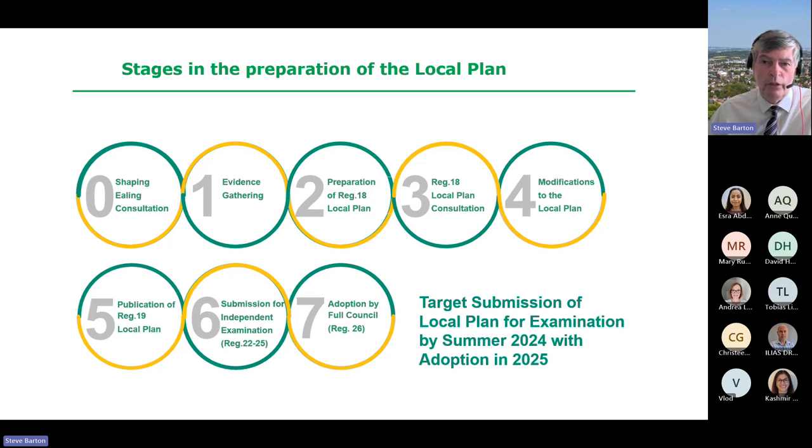And subject to his or her report and a process which will be determined by the planning inspector, assuming that he or she finds the report to be sound, it will be open to full council to formally adopt the plan. Now, I'm anticipating that submission will happen in the summer, currently aiming for the end of June, and that adoption, depending on the inspector's report, will be around the summer of next year.